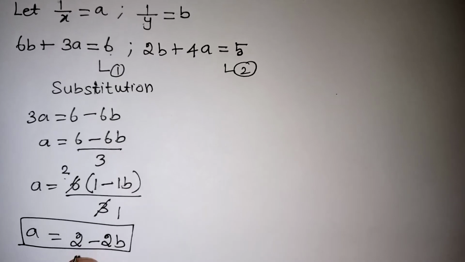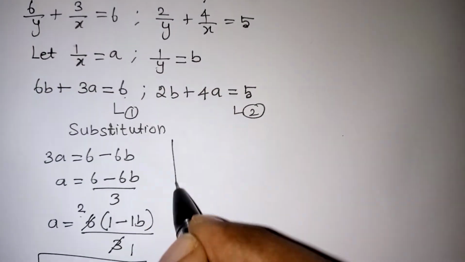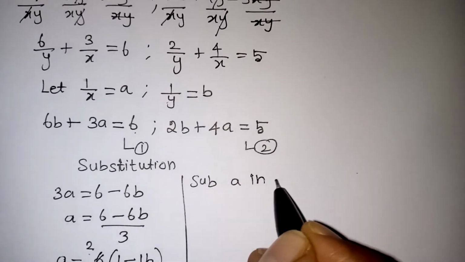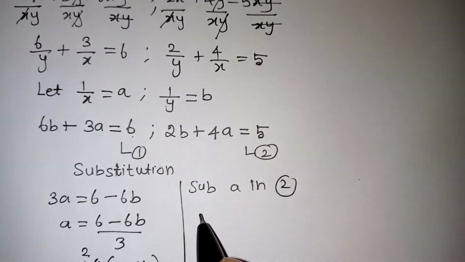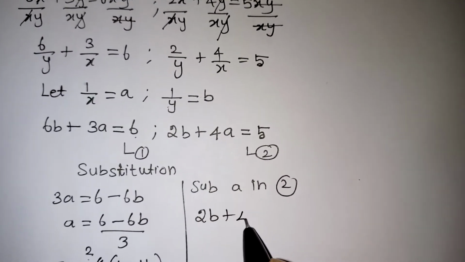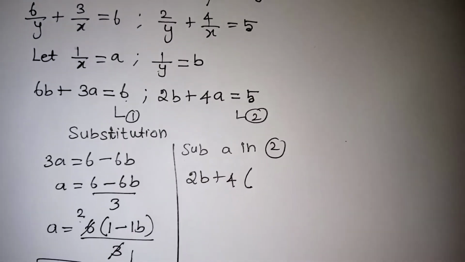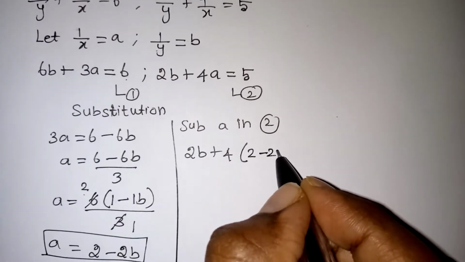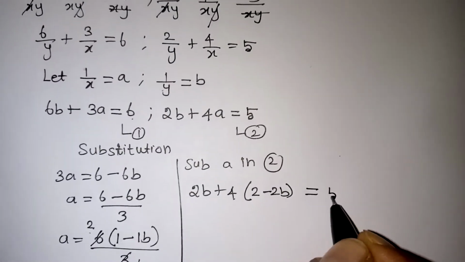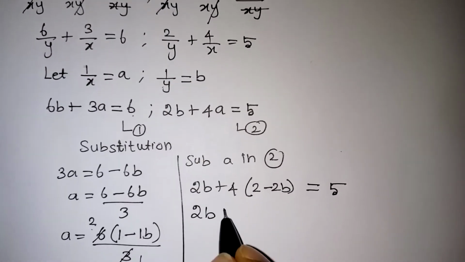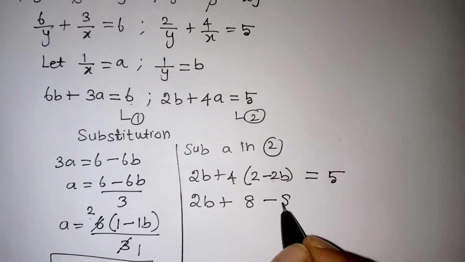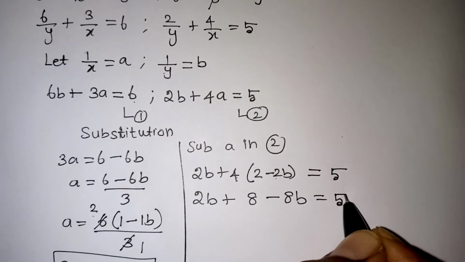So let us substitute the a value in the second equation. So substitute a here. So here 2b will come as it is. Plus 4 into the a value what we have got, 2 minus 2b. That should be written 2 minus 2b which is equal to 5. Now 2b plus 4 2s are 8. 4 2s are 8. Minus symbol is there. So minus 8b which is equal to 5.